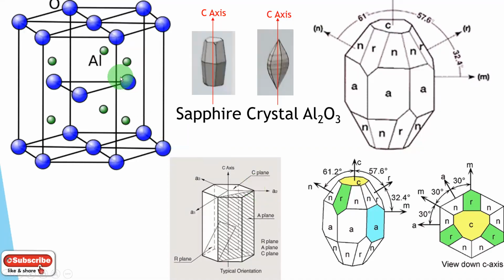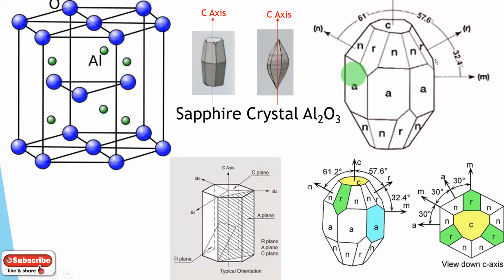Look at here. This is called lattice. This is the corundum lattice. Inside there, the aluminium and oxygen is there. So Al2O3 is the sapphire crystal. This is the ruby crystal. This is the other corundum sapphire crystal. Both are the same. This is the C-axis we learned earlier.